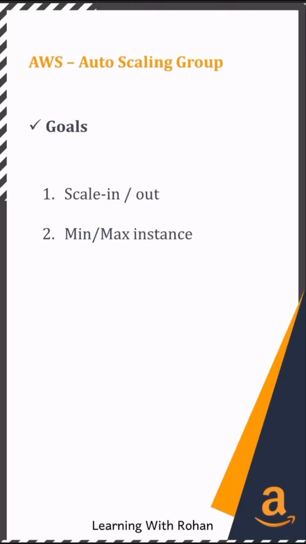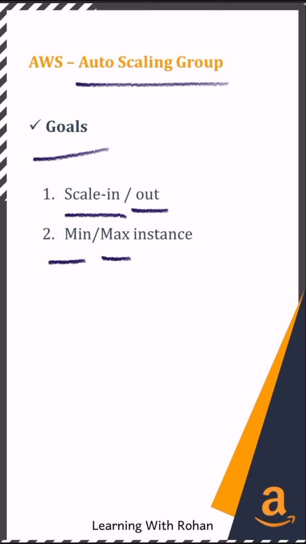In this video, I'll be discussing the auto scaling group. It is also called ASG, and the primary goal of an ASG is to provide features such as scale in, scale out, and also maintain minimum and maximum number of instances for a web application.